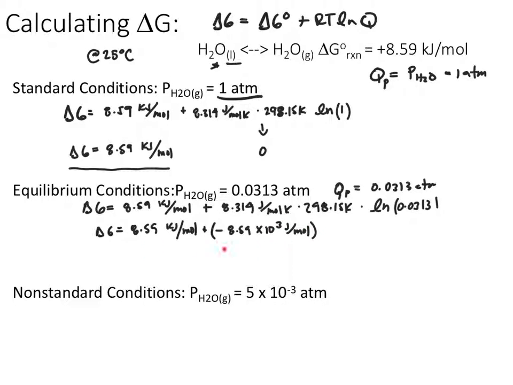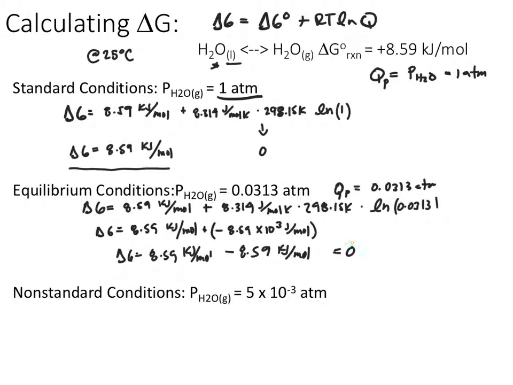Now notice, guys, we can't do the mathematical operation of addition here because we have kilojoules per mole and joules per mole. So we need to convert this one to kilojoules or convert this one to joules, depending on how the question's asked. Basically, we just move our decimal over 3 times, and we end up with 8.59 kilojoules per mole minus 8.59 kilojoules per mole, and that equals 0. So at equilibrium conditions, we end up with a delta G equal to 0.